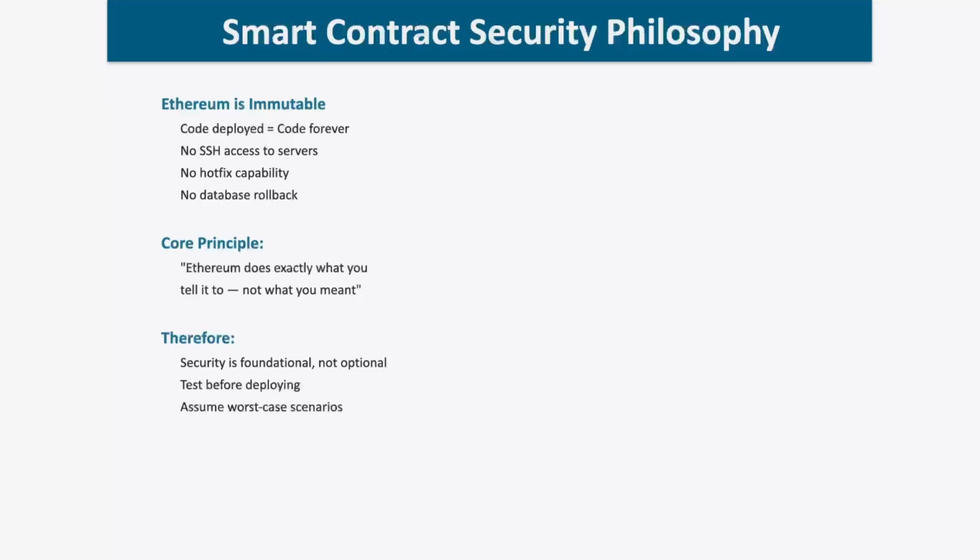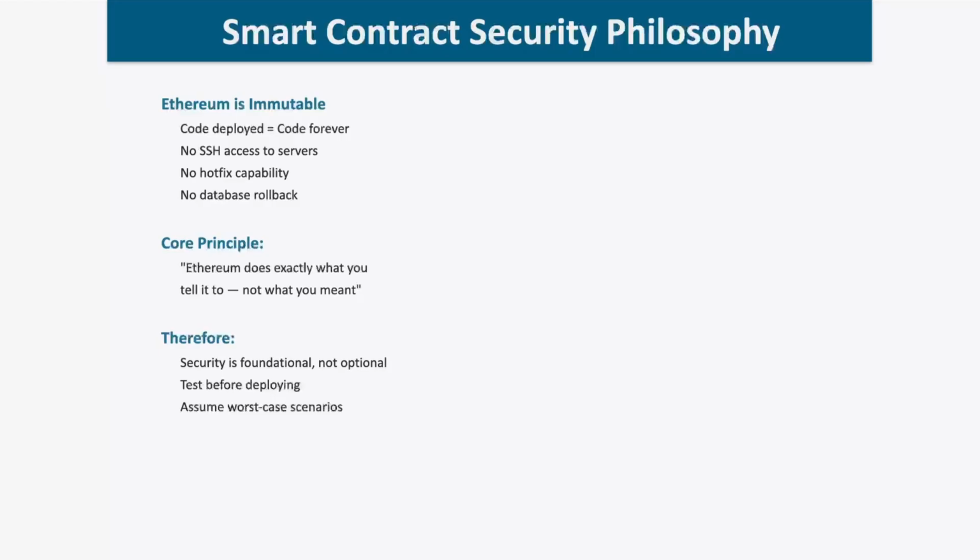Here's the most important principle in smart contract development. Ethereum does exactly what you tell it, not what you mean. If you write a function that sends ETH to anyone who asks, Ethereum will send ETH to anyone who asks. It doesn't care about your intent. It executes the code. This means we always need to assume worst case scenarios. Assume users will find bugs, and assume attackers will try to exploit your code.